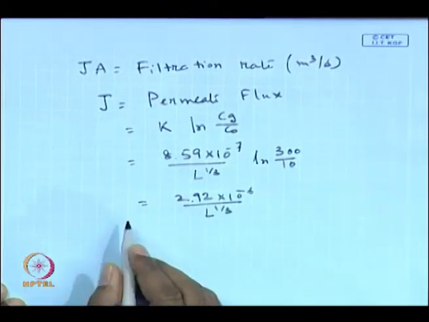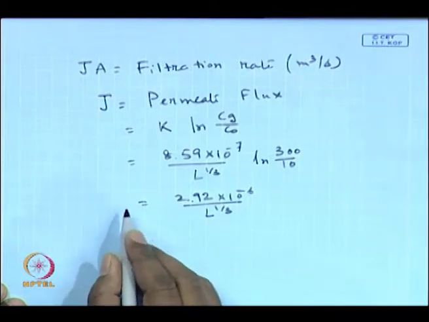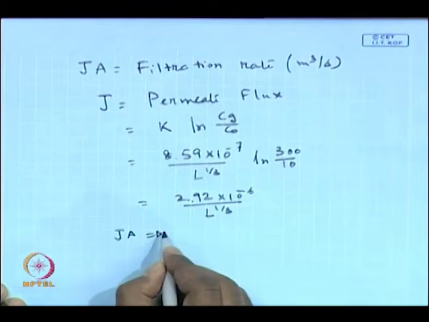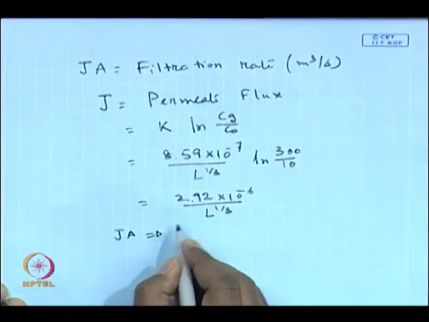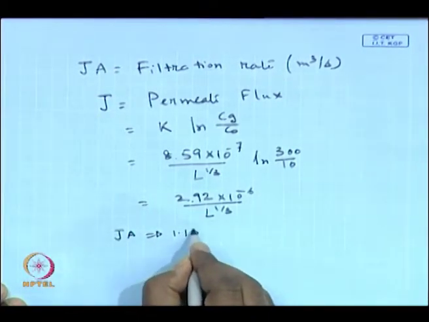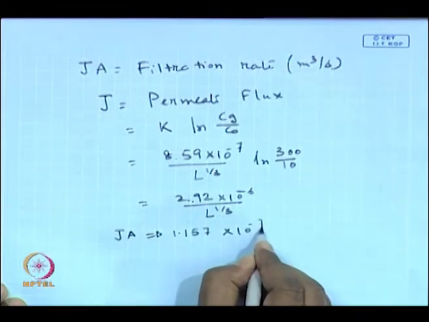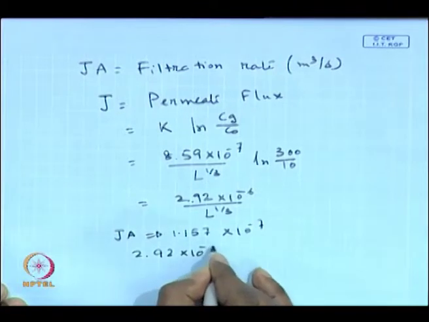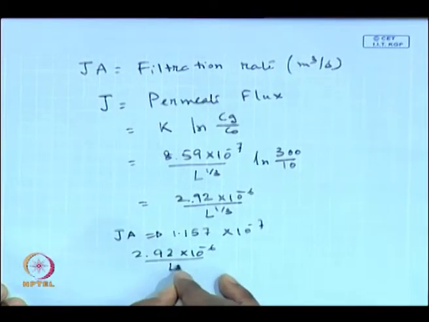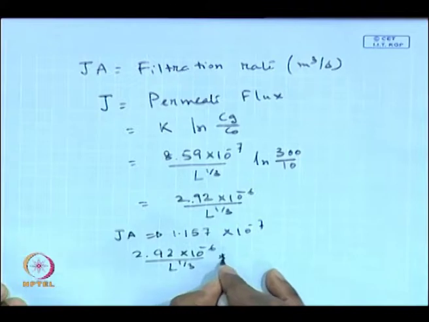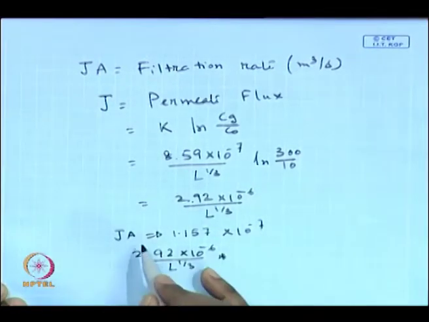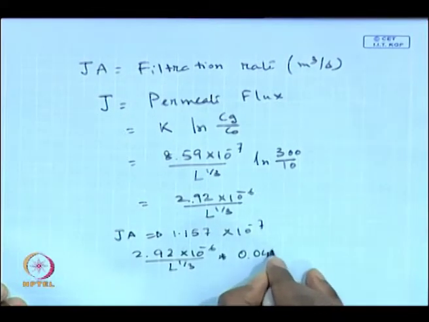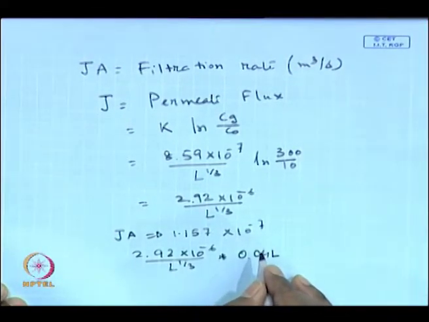So, you can calculate it. J times A is equal to the filtration rate, that is 1.157 into 10 to the power minus 6. So, this becomes 2.92 into 10 to the power minus 6 divided by L to the power 1 upon 3, multiplied by area. Area we have already found out is 0.04 times L, where the width is 0.04 meter.